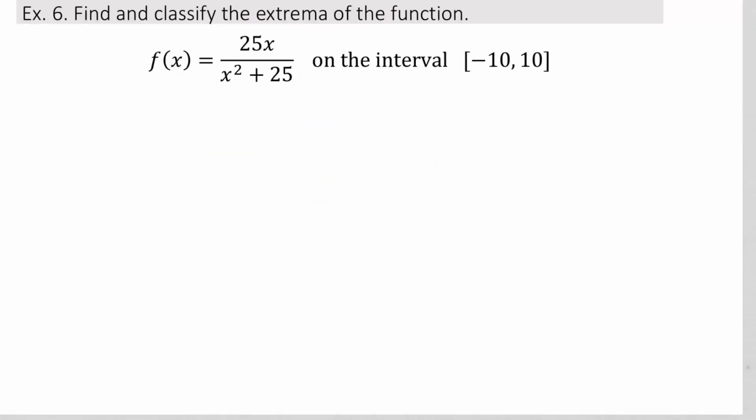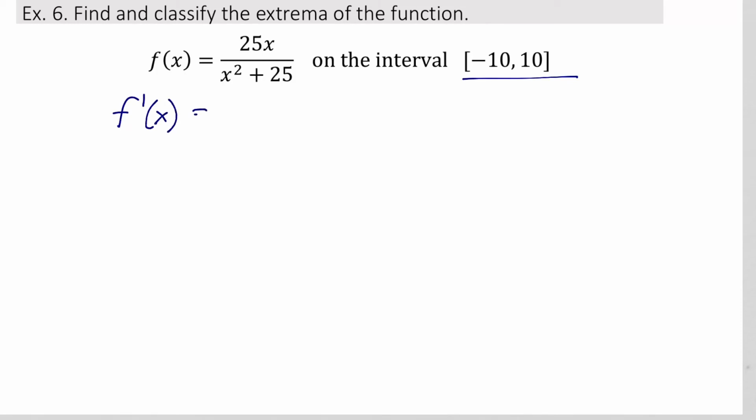Example 6 says find and classify the extrema of the function. So I have another rational function, but this time it's on a closed interval. So we need to evaluate the endpoints and the critical values. So let's find the critical values by taking the first derivative.